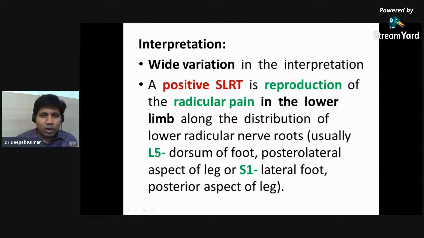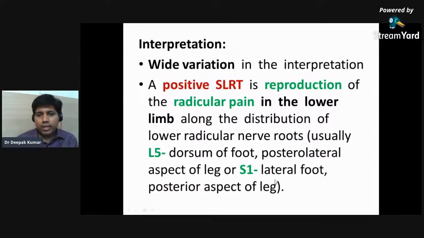Also, this will help you to slowly identify the sensory dermatomes. So L5 supplies the sensation to the skin on the dorsum of foot and posterolateral aspect of leg. So the patient is standing straight, the dorsum of foot and posterolateral aspect of leg. That's where you have L5 supplying the sensory supply. And the sensory innervation by S1 is in the lateral foot and posterior aspect of leg. It is in this region that the patient has to say there is pain.